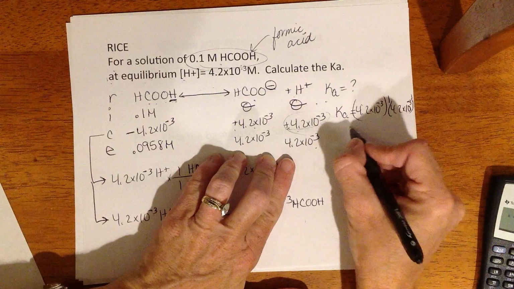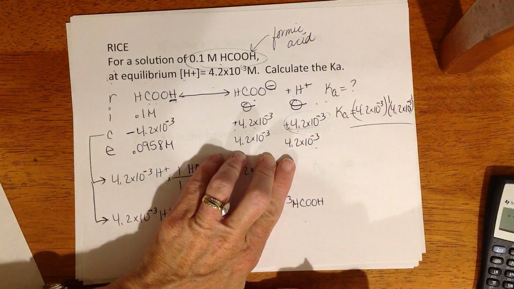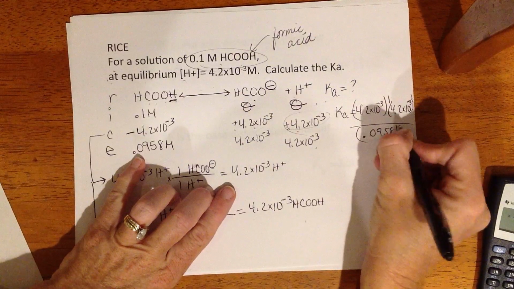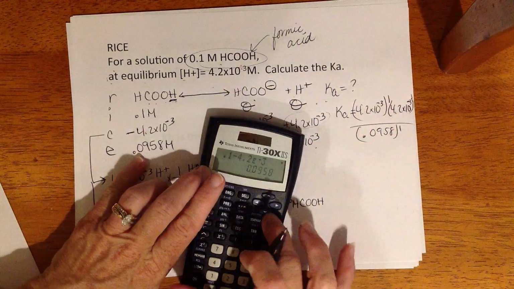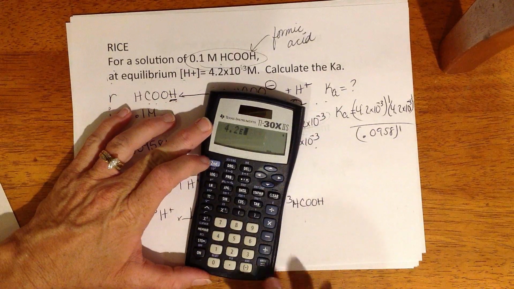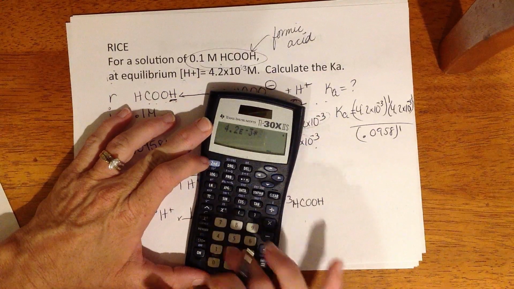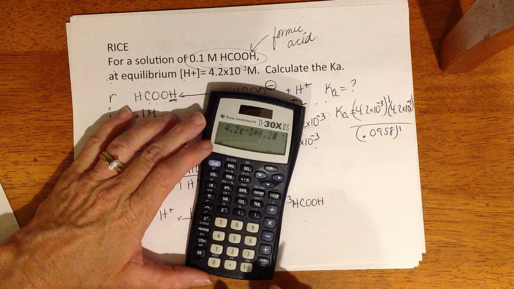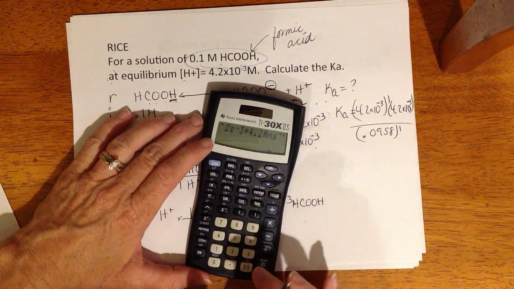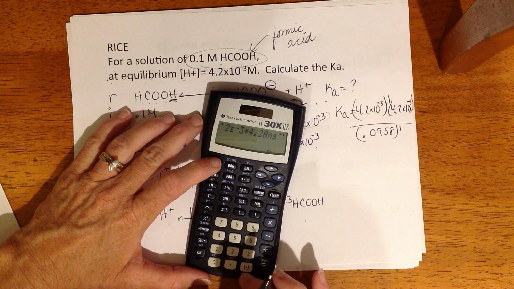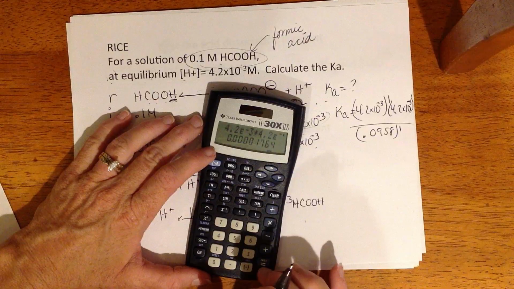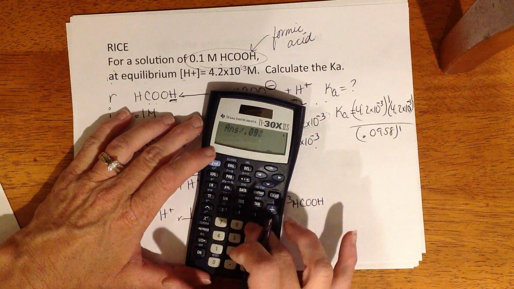Oh, run out of room. Sorry, guys. Divided by reactants raised to the coefficient power. I've got some calculating to do. There we go, divided by 0.0958.